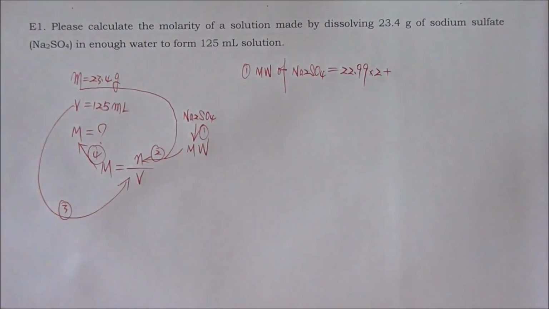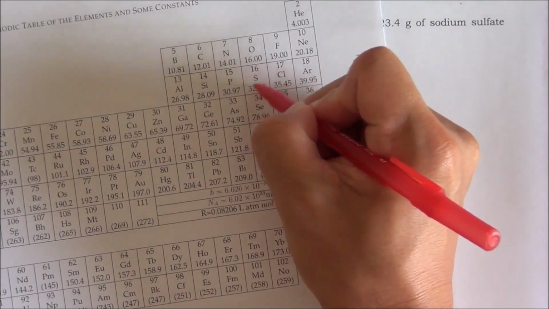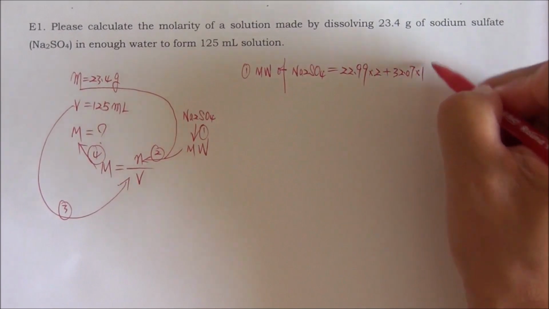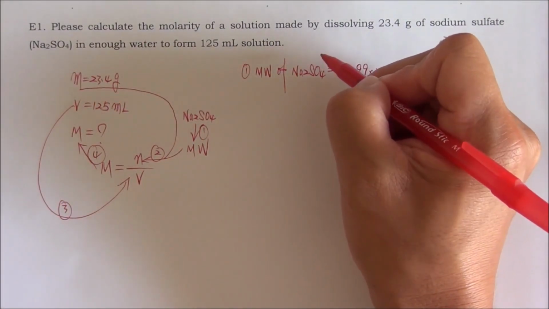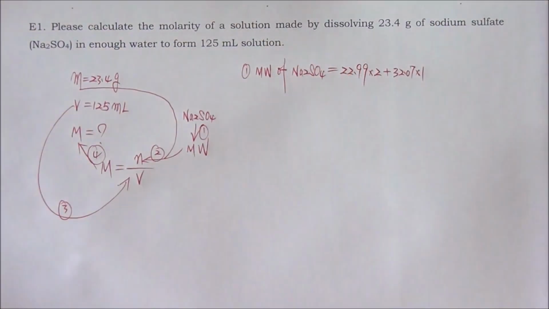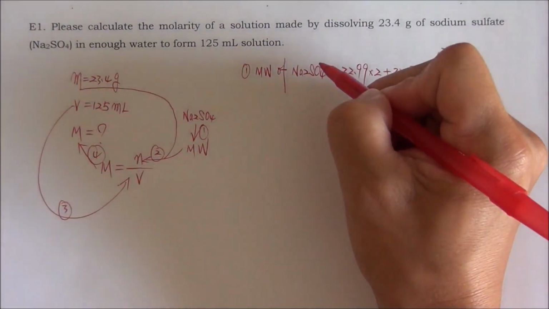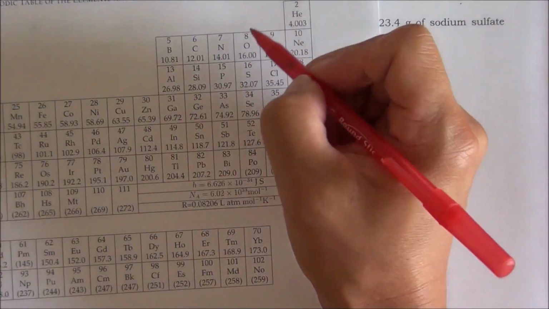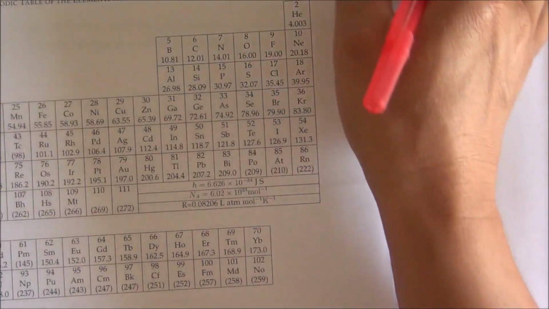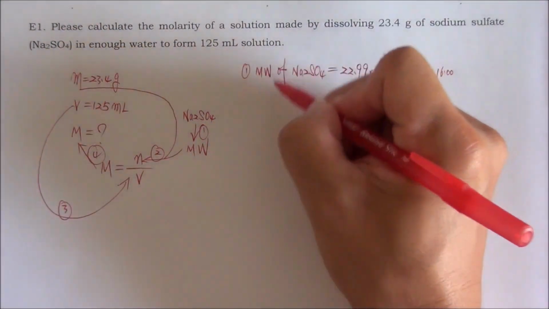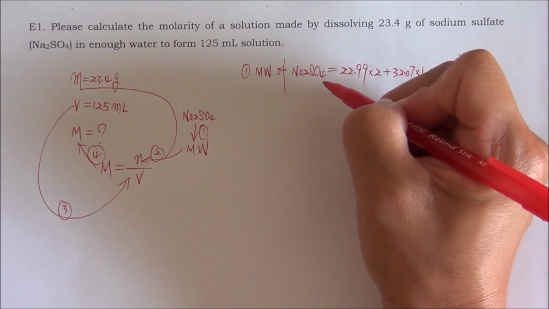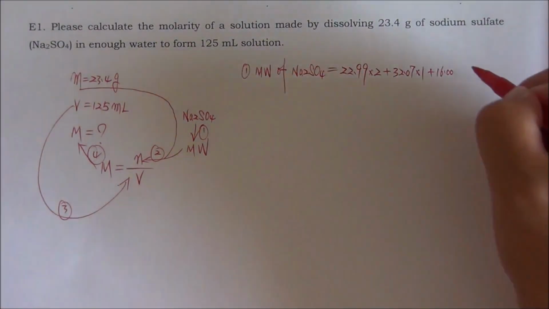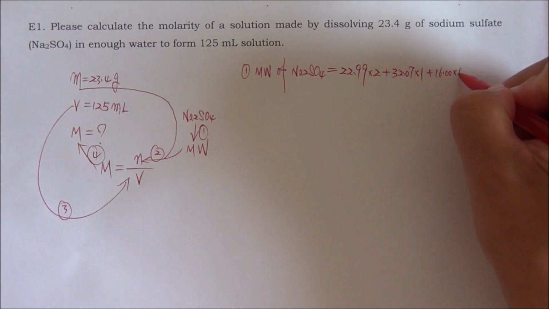The next element is sulfur. The atomic weight of sulfur is 32.07. We multiply by 1 because it only contains 1 sulfur atom in 1 molecule of sodium sulfate. The next element is oxygen. The atomic weight of oxygen is 16.00. From the formula, we can see that we have 4 oxygen atoms in 1 molecule of sodium sulfate. Therefore, we need to multiply by 4.